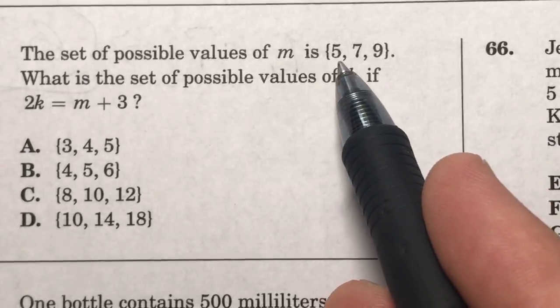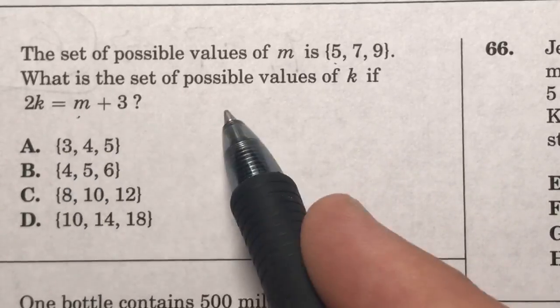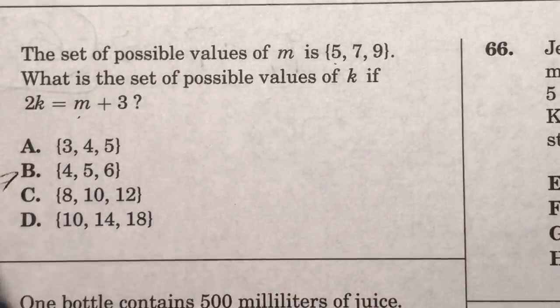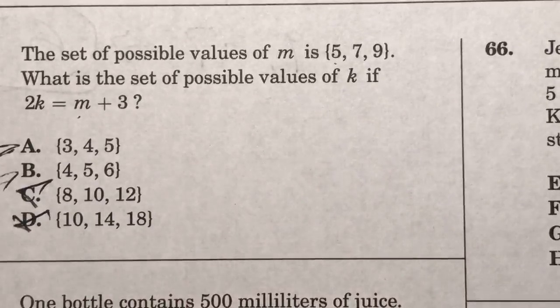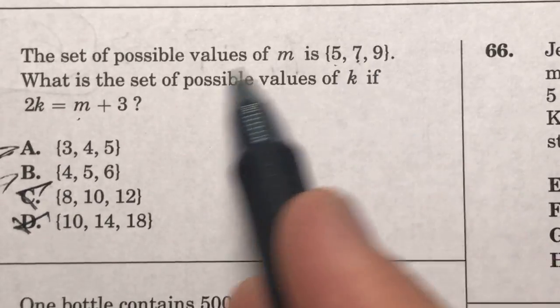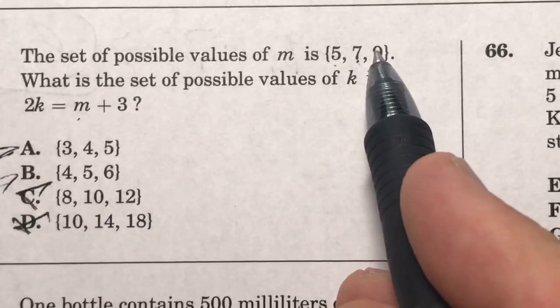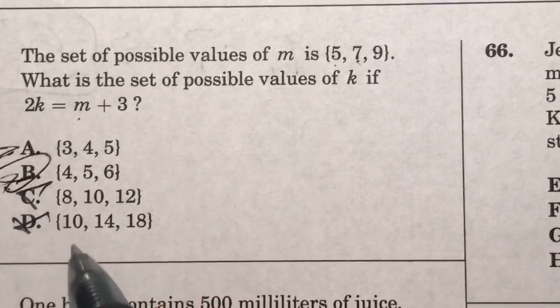So let's talk about this. If I were to plug in 5 for M, what would I get? 8. So then that would be 4. So I need to make sure that 4 is in there. This has 4 and this has 4, so these are automatically wrong. Now I plug in 7. This would be 10, so K would be 5. They both have 5. Plug in 9. This is going to be 12, so we need that 6. You guys are all correct, B.